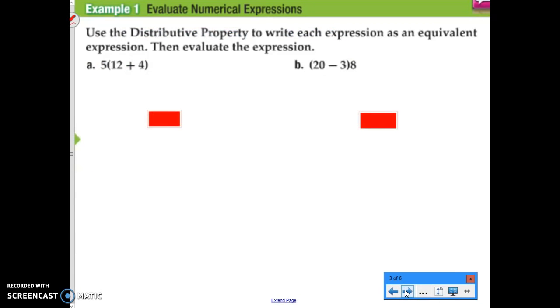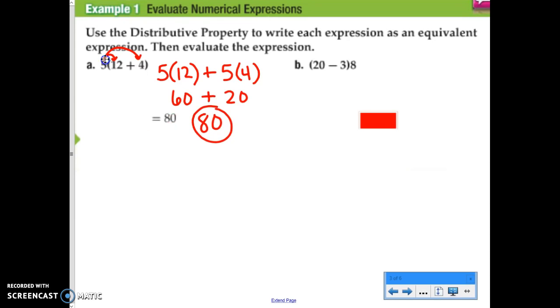So let's take a look at our first example here. We have 5 times the sum of 12 and 4. So remember, I take and I distribute the number on the outside of the parentheses to all of the terms on the inside. When I do that, I know that I'm multiplying, so I really get 5 times 12 plus 5 times 4. 5 times 12 gives me 60, and 5 times 4 gives me 20, and 60 and 20 are 80.